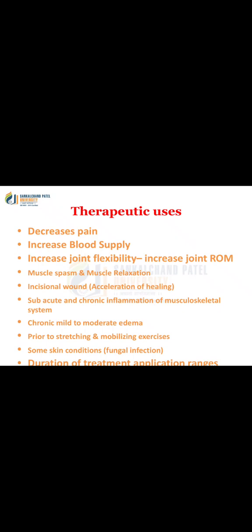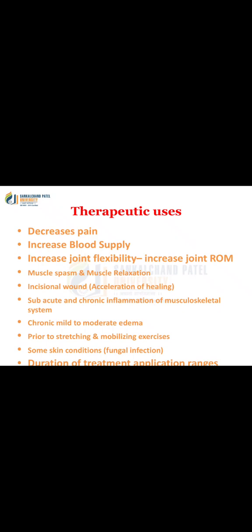Further, there is an increase in joint range of motion in an athletic person prior to any activity, so the flexibility of a particular joint increases, and ultimately the range of motion increases. Second is muscle spasm and muscle relaxation. Then incisional wound, acceleration of healing, subacute and chronic inflammation of the musculoskeletal system, chronic mild to moderate edema prior to stretching and mobilizing exercise, and some skin conditions. The duration of the treatment application ranges.